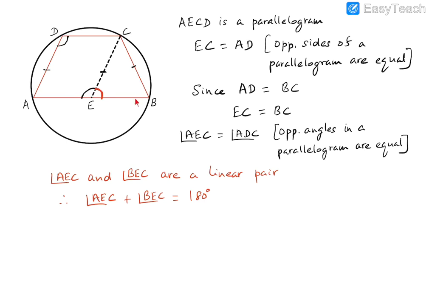And once we have that, we will have enough information to prove that the sum of the opposite angles in this trapezium is 180 degrees. And thereby we could prove that this is a cyclic quadrilateral.